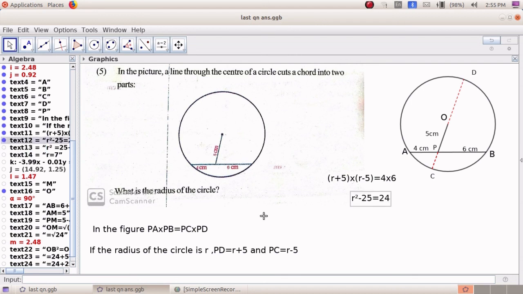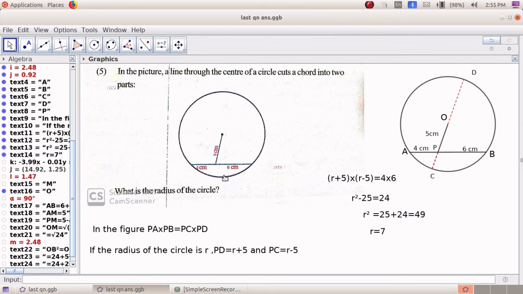R square minus 5 square. It is R square minus 25 equal to 24. Therefore, R square is equal to 25 plus 24, which is 49. Therefore, R will be the square root of 49, that is equal to 7. Now, the radius of the circle is 7 cm.